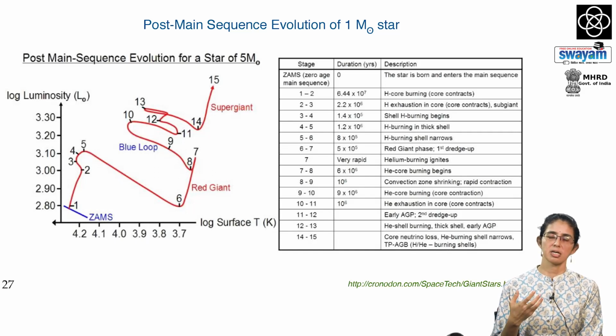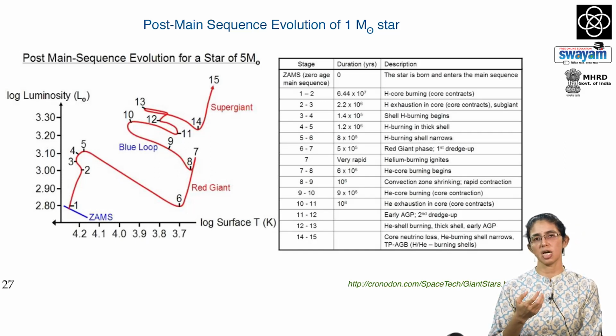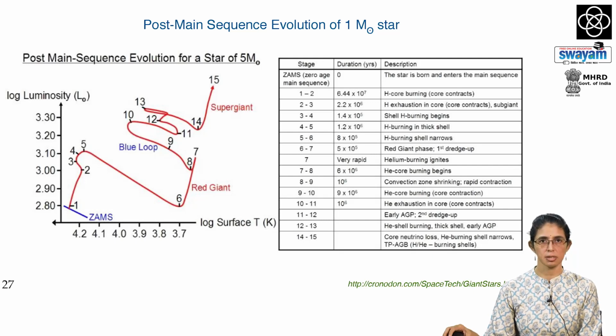So, in the HR diagram, very often we see a group of stars in the giant phases and supergiant phases where the stars show variability. That is because of the radial oscillations, which are a consequence of the dynamical instability of these nuclear burning shells.